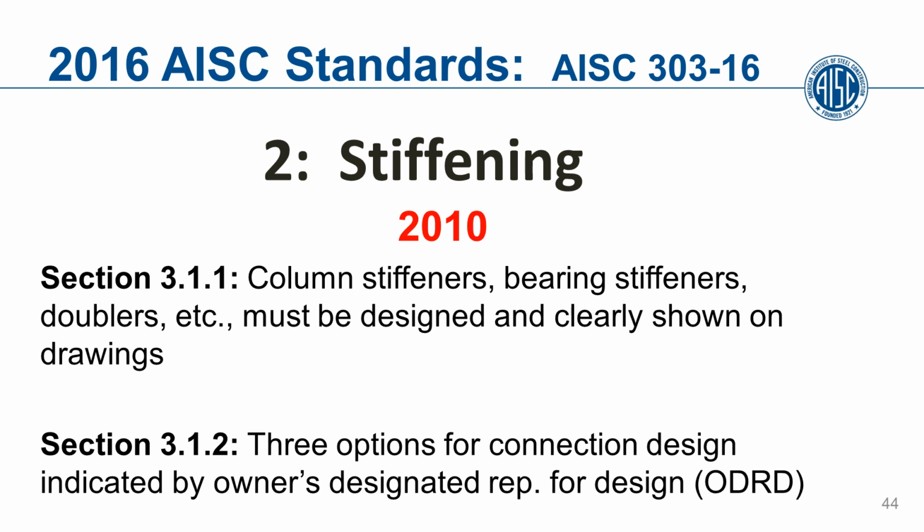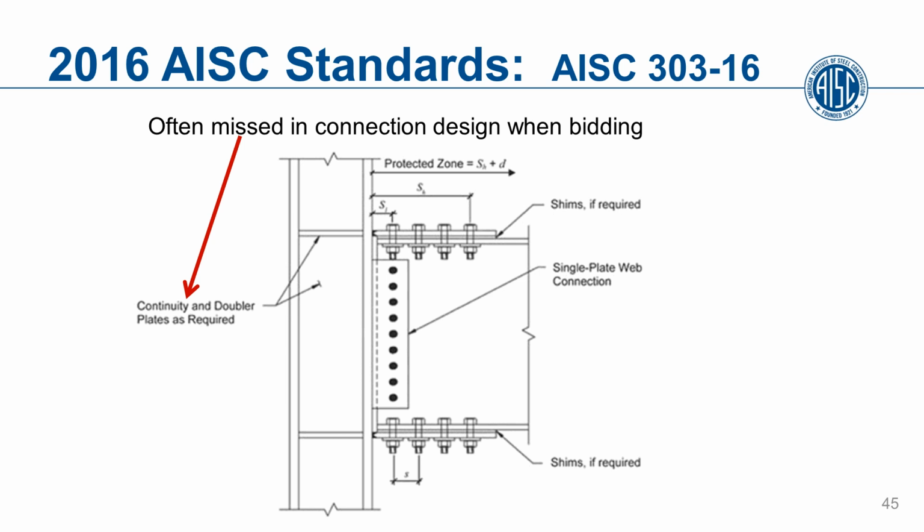Because of that, what was happening is you'd get drawings that look similar like this. You would get a connection shown like this, a moment connection. It probably had loads shown on it, needed to be designed, but there was a note that continuity and doubler plates as required. Well, in the process of bidding, what was happening is some bidders would include continuity and doubler plates, and some would not. It made for inequitable bids.